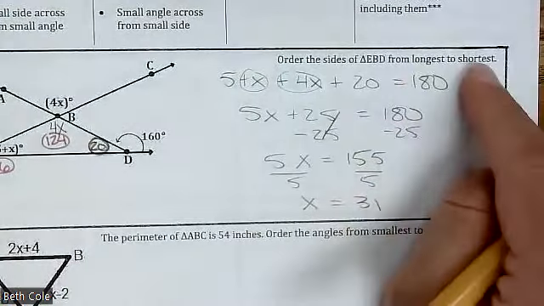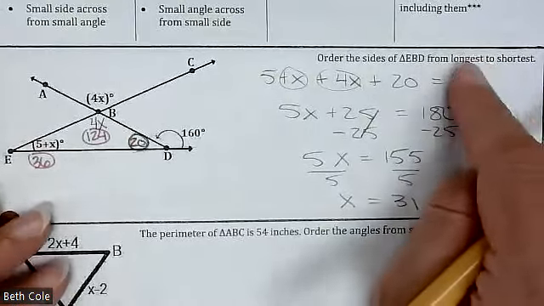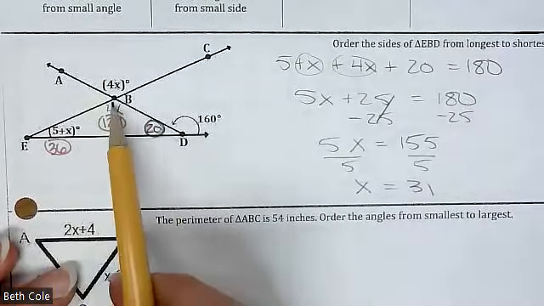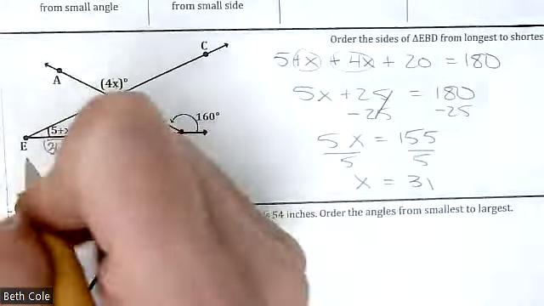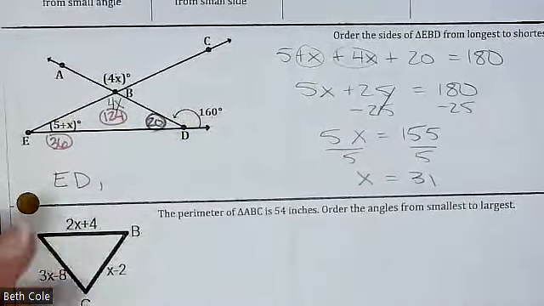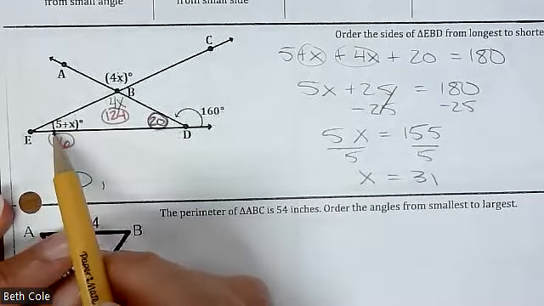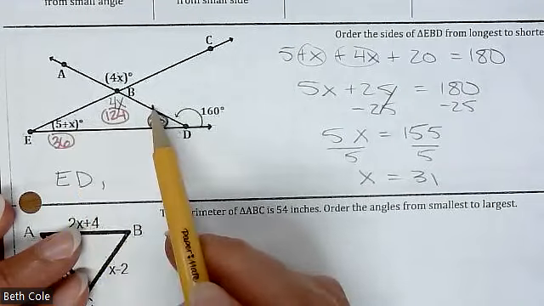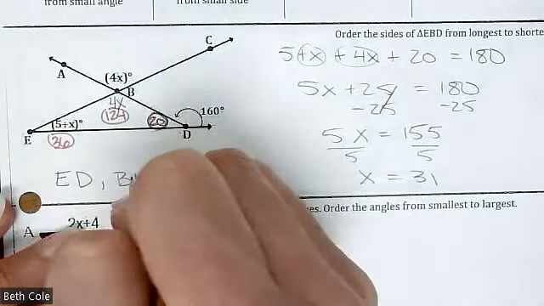And you have to be careful because sometimes it's shortest to longest, and sometimes it's longest to shortest. So this one time we're going to start with the biggest one. In this triangle, the biggest angle is this one at B. So the biggest side is the one across from that, which would be ED. So ED is first, comma, and then we're going to put the middle one. So 36 would be the next angle, so the side across from that one is BD or DB.